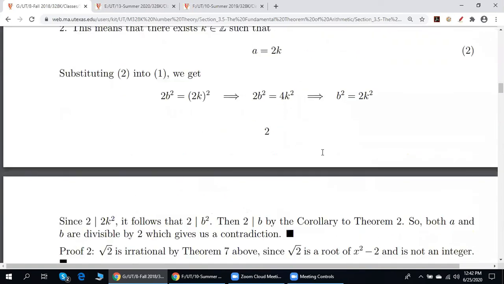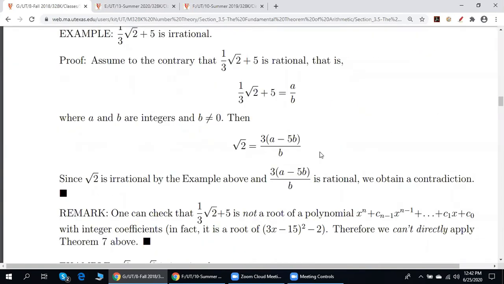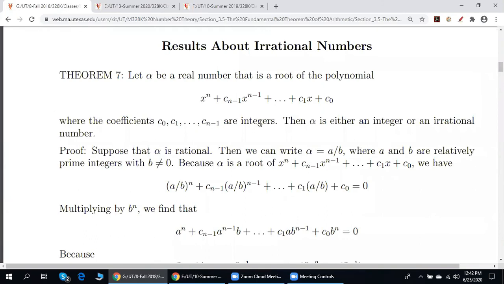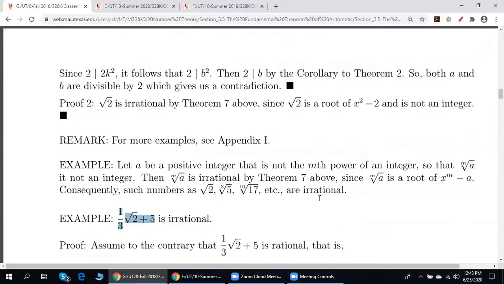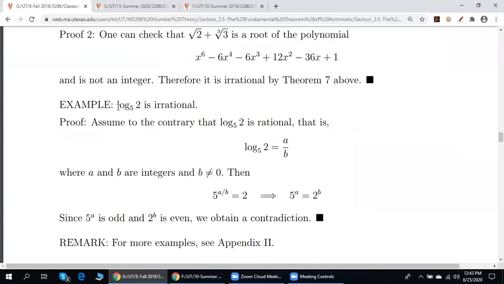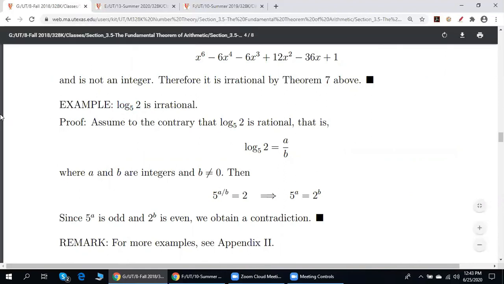Again, here's an example. This is irrational, but it is not a root of the polynomial where the leading coefficient is 1 and all other coefficients are integer numbers. Here's another example. As I said, this is irrational, but it is not a root of a polynomial with integer coefficients at all.